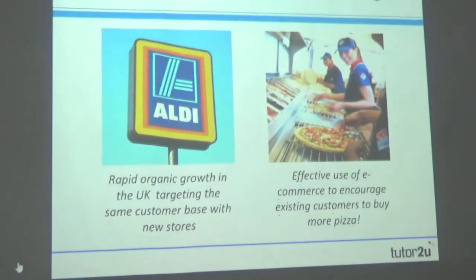Around the UK. And of course, Domino's Pizza, a classic organic growth strategy, the classic market penetration strategy, aiming to have over 2,000 outlets in the UK. And a wonderful example too of how to use technological change such as e-commerce to support a market penetration strategy.